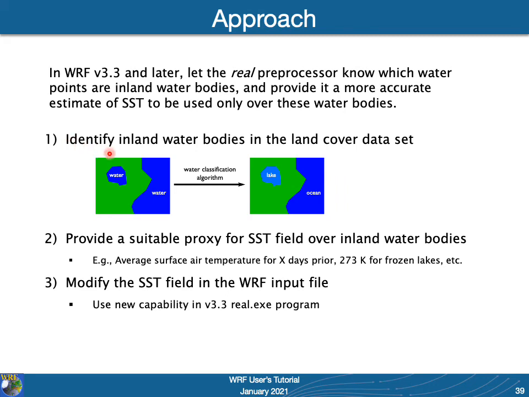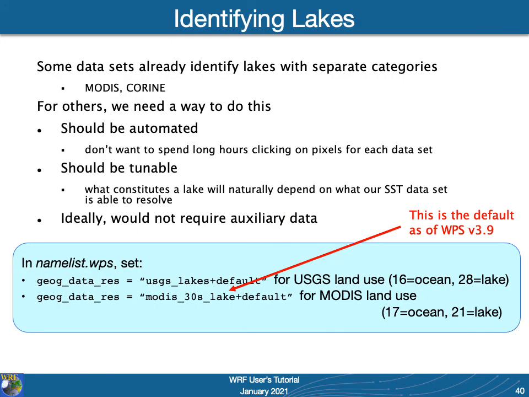So the first thing that we need is some land use data set that distinguishes between lakes and oceans. The second thing we need is some way to create a proxy field to be used for the SST over just these inland water bodies, but not over oceans. And then the third thing we need is for the real program to selectively substitute that proxy SST field only over lake points. So the first challenge is distinguishing between lakes and oceans, and we need to do this through our land use data set.